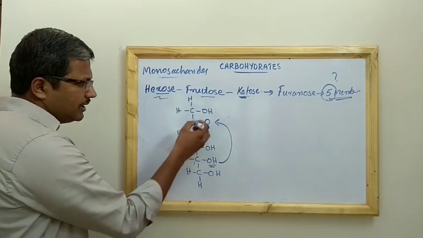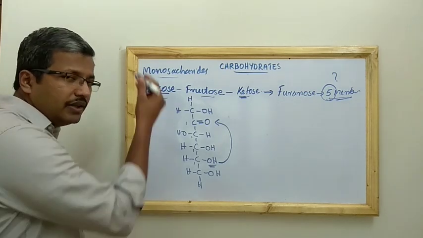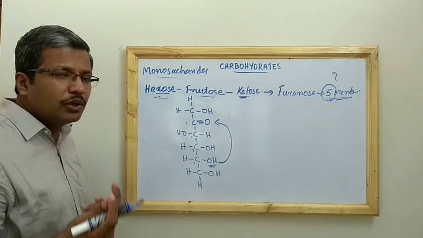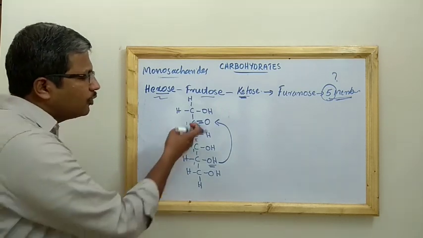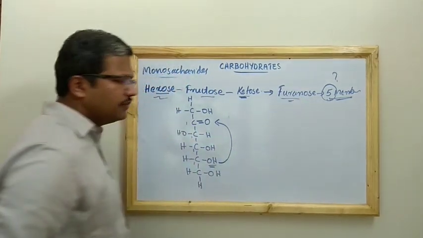Okay, so this attack in between, including that, you can see only 4 carbon. In case of the glucose, you can see 5 carbon. 5 plus 1 oxygen, 6 member. Here 4 plus 1 oxygen, 5 member. That's why the furanose ring structure is formed.